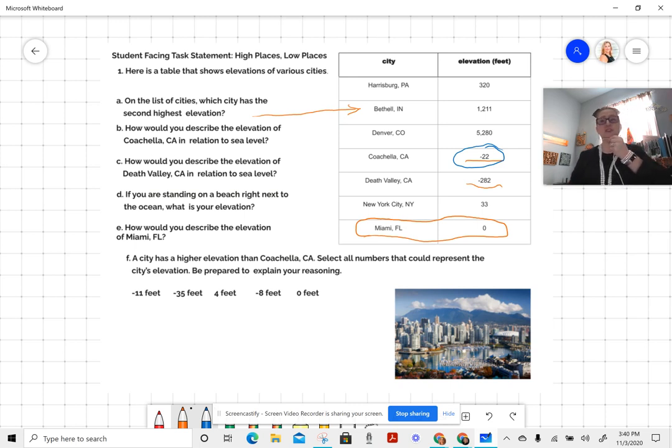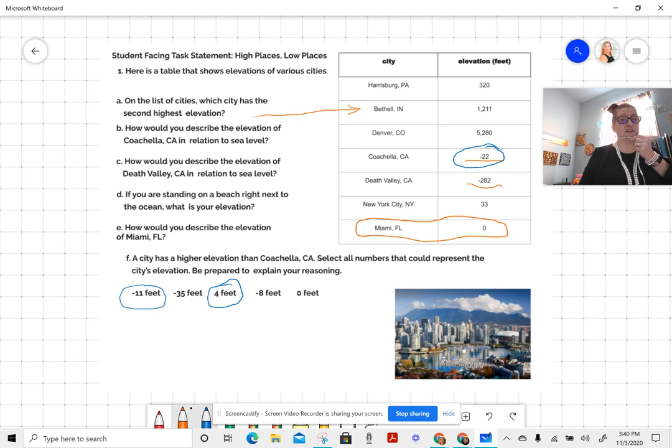So closer to 0 that I'm going to go is going to be more. So 11 feet is closer to 0 than 22. So 11 feet is higher. Negative 35 feet is farther away from 0, so it's not. 4 feet is above 0, so that's higher than negative 22.